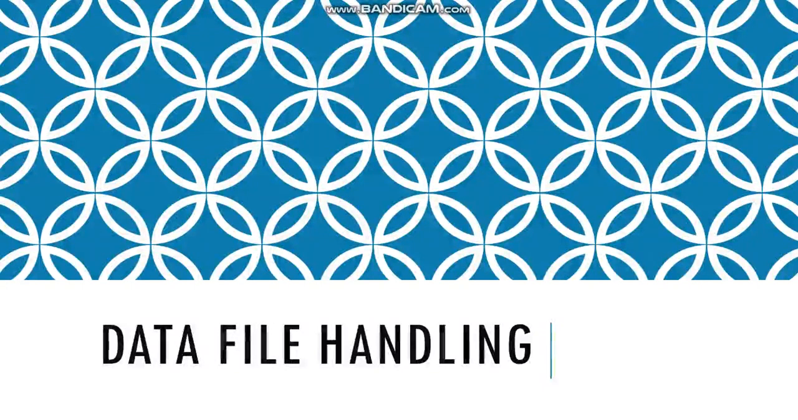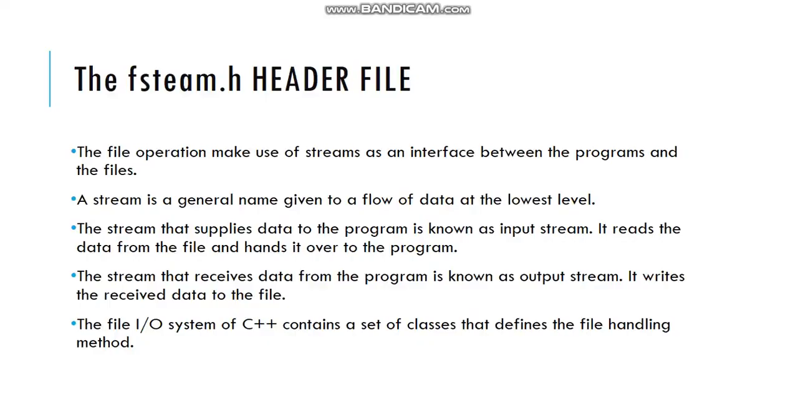In C++, file input or output facilities are implemented through a component, a header file of the C++ standard library. This header file is fstream.h. The fstream library predefines a set of operations for handling file-related input and output. It defines certain classes that help us to perform file input and output operations. So now let us learn in detail about the fstream header file.